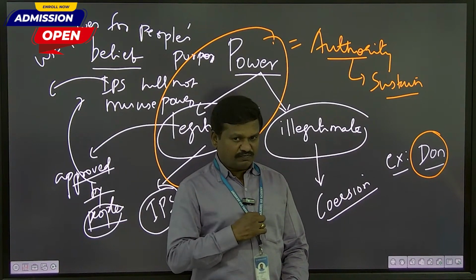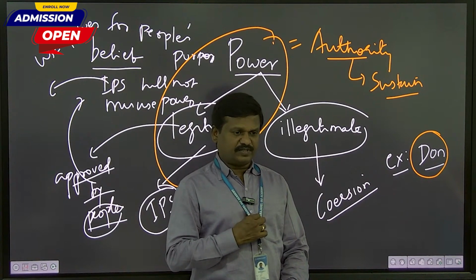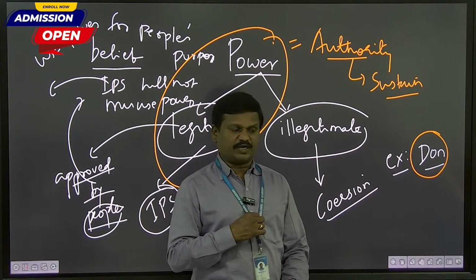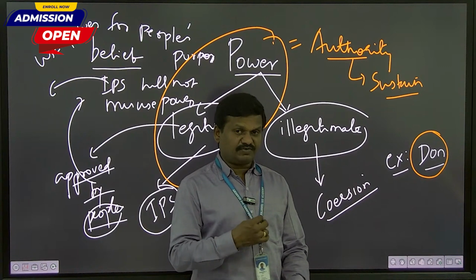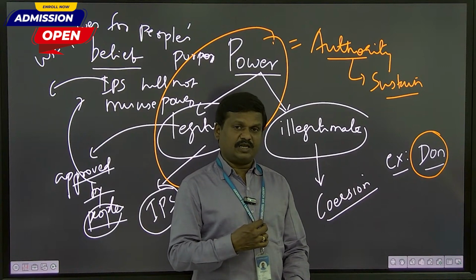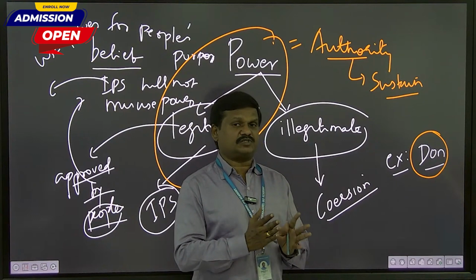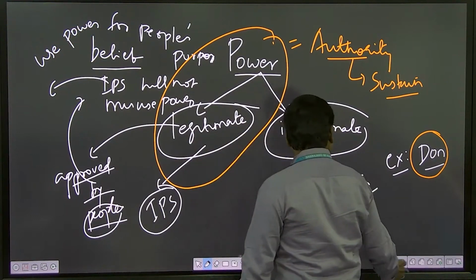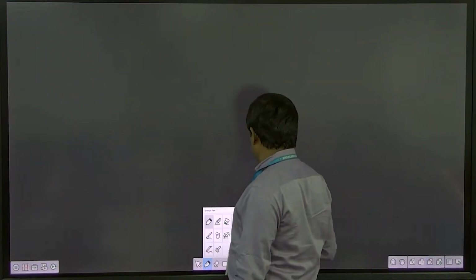So khaki uniform is legitimate power. Because people believe that the one who is wearing khaki is police and police will protect people. Police will not misuse their power. So that belief is there in the people, which is why it is called as legitimate power, and legitimate power is called as authority. So these are the elements of authority.